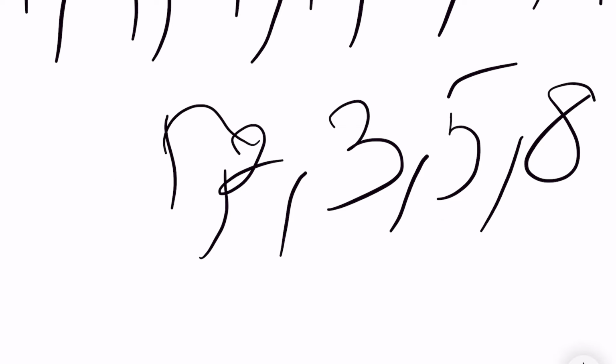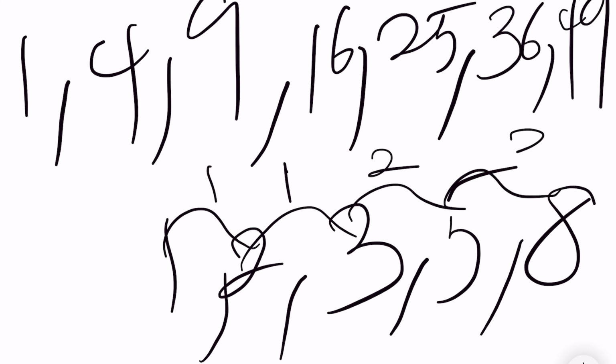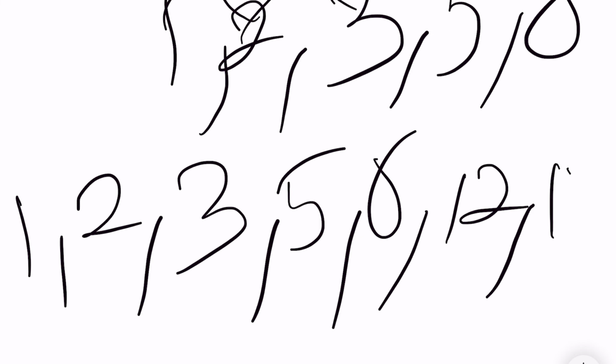The next one says 1, 1, 2, 3, 5, and 8. The difference here is 0, here is 1, here is 1, here is 2, here is 3. Now the next difference will be 4. That will be 8 plus 4. So we have 1, 1, 2, 3, 5, 8, 12, and 17.